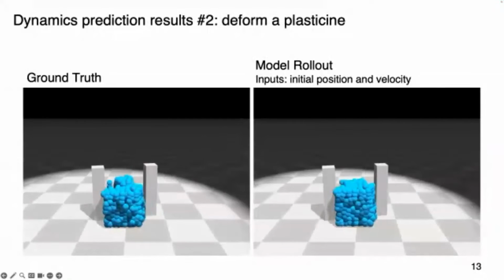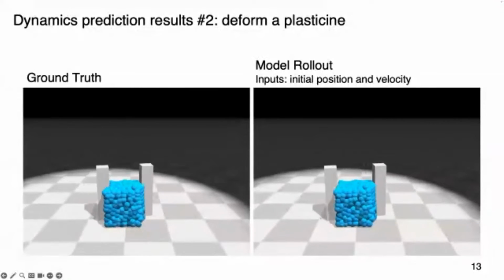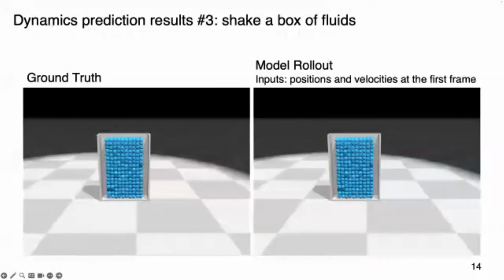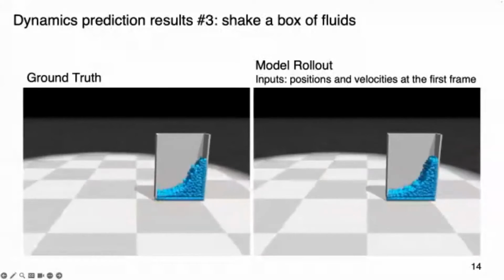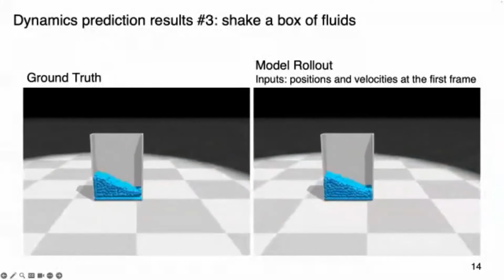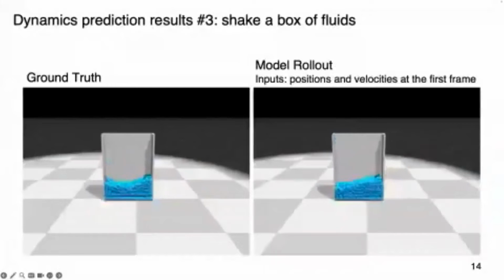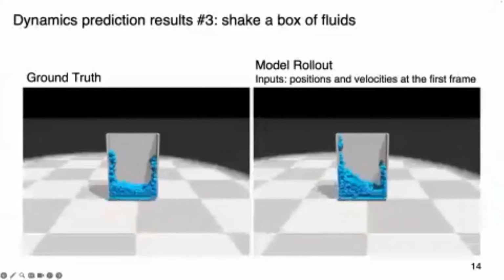Here's another example where we grip a deformable material using 2 cuboids, which mimic the 2 fingers of a parallel gripper. Here we show some other examples of shaking a box of fluids. We're assuming here that the container is fully actuated. Our model accurately predicts the long horizon future by taking in the particle state at the first frame and the subsequent actions for controlling the container's movements.